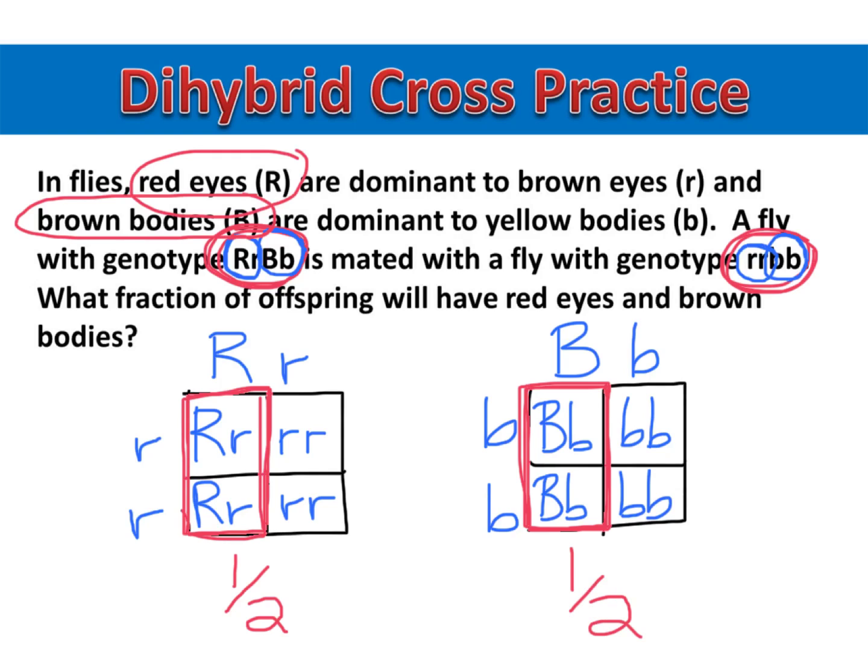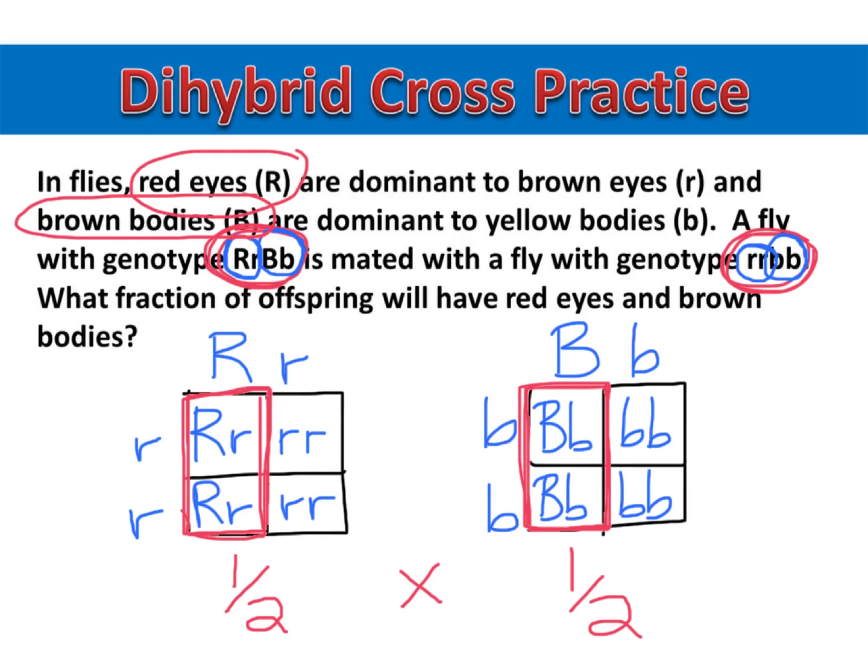So be very careful here. You may think because half have red eyes and half have brown bodies that the final answer would also be half, and it's not. Whenever we have a dihybrid cross and we're looking at two Punnett squares, you have to take the number that you get from both Punnett squares and multiply them together.